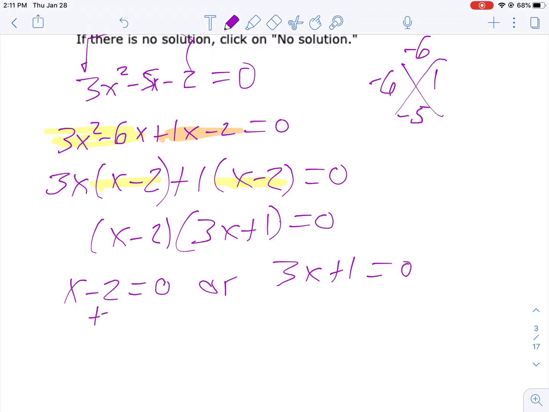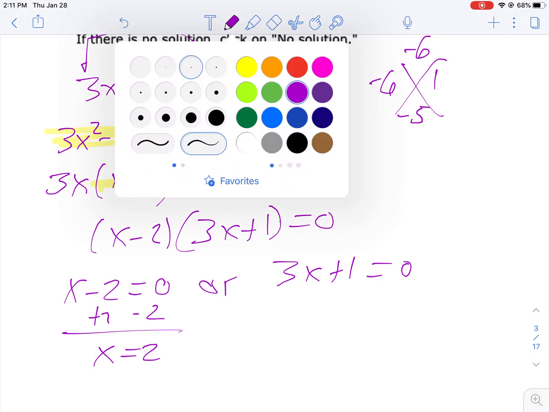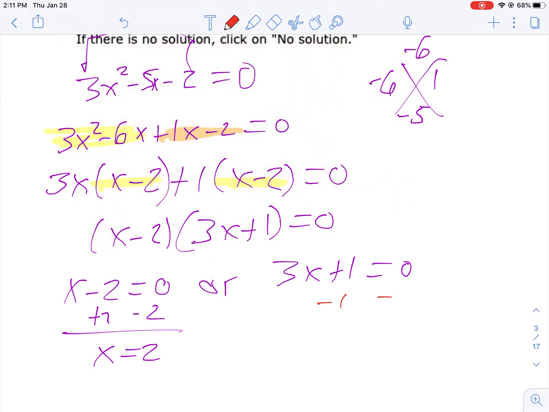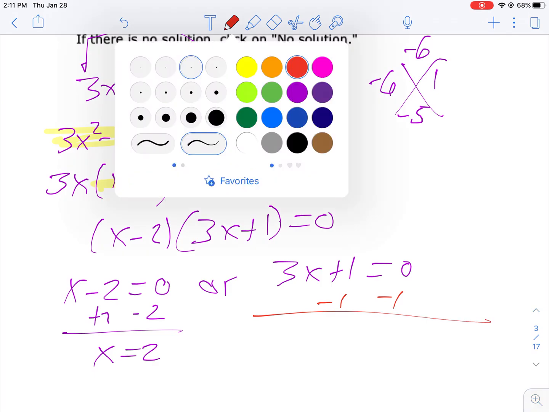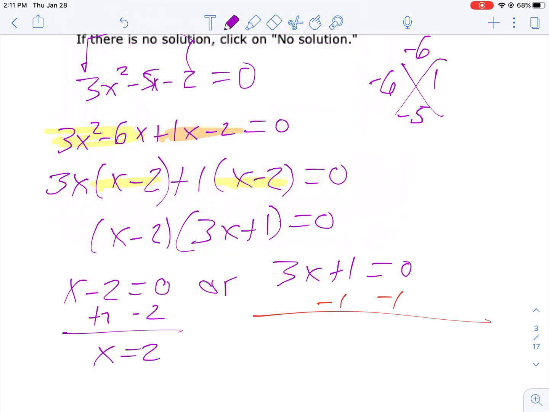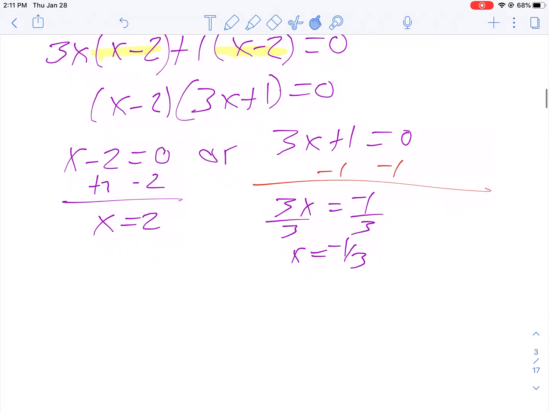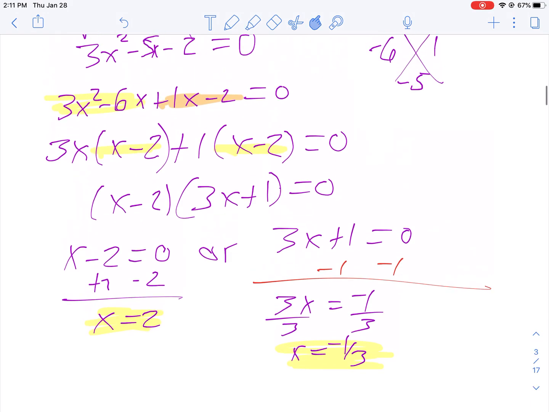So we add 2 to both sides. X equals 2. Over here, we're going to subtract 1 from both sides first. So then we get 3x equals negative 1. To get x by itself, you divide by 3. X equals negative 1/3. So your two answers are x equals 2 or x equals negative 1/3. And that's how we solve a problem like that.